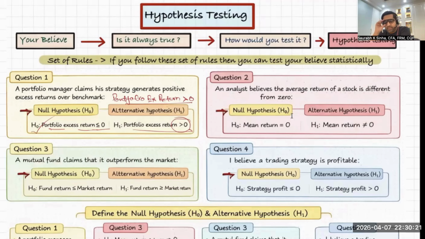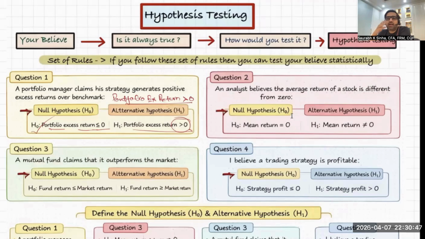So if there is a greater than sign in the alternate hypothesis, then it is a right tail test because you have to move in the right direction. If there is a less than sign in the alternate hypothesis, then you have to move in the left direction. Therefore, it is going to be a left tail test. With a not equal to sign, it is going to be a two tail test.